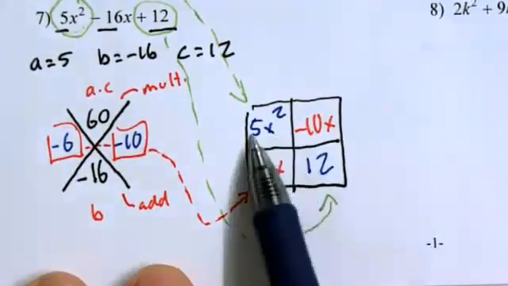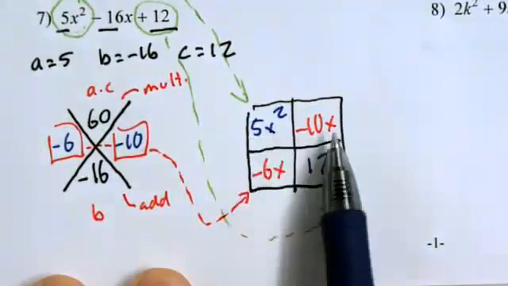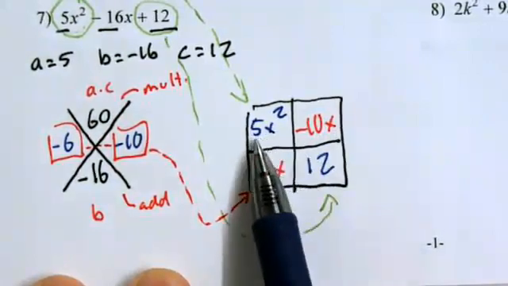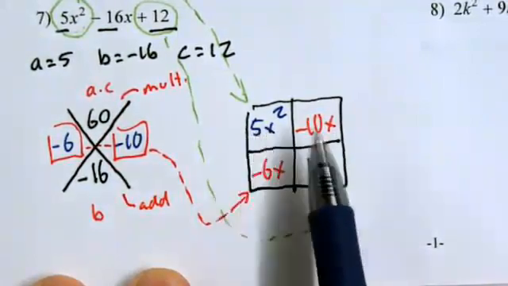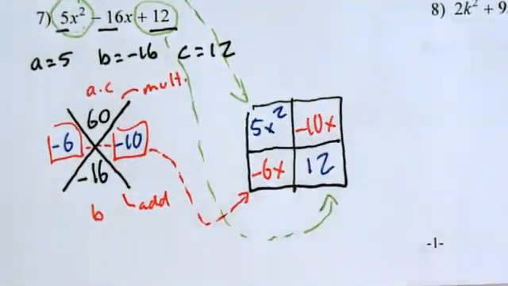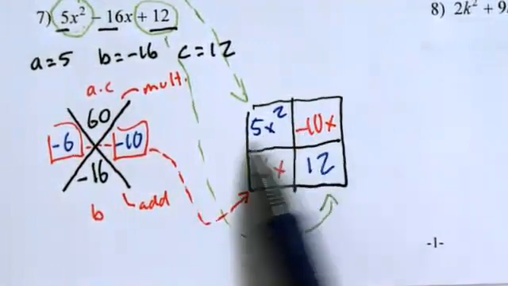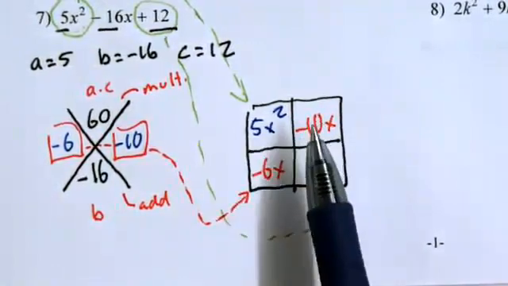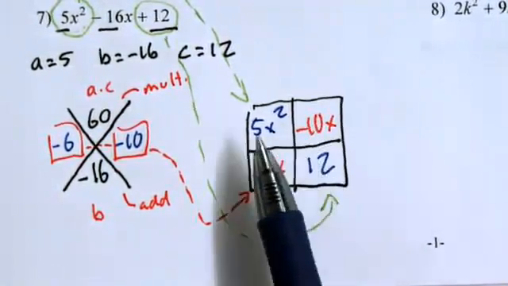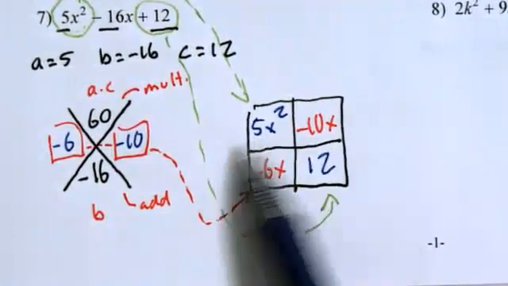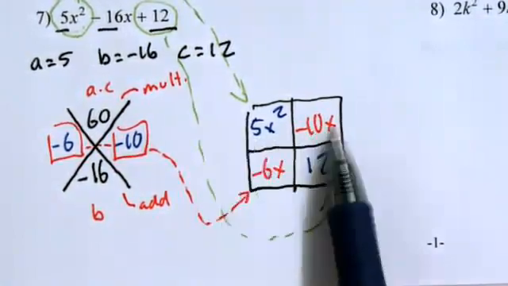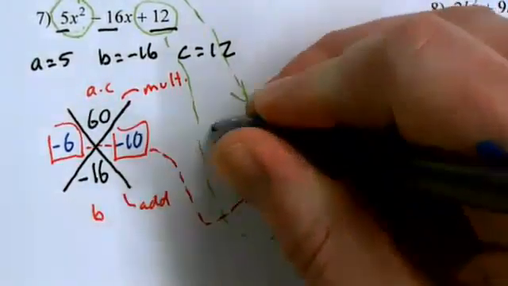So what I like to do is look at my top row here. And I like to ask myself, what is something that I can multiply to equal both 5x squared and -10x? What do they have in common? Think about the 5 and the 10. What do 5 and 10 have in common? I would say that you can use a 5 to multiply and get both of those numbers. Would you agree? 5 goes into both of those. So I'm going to put a 5 out front.